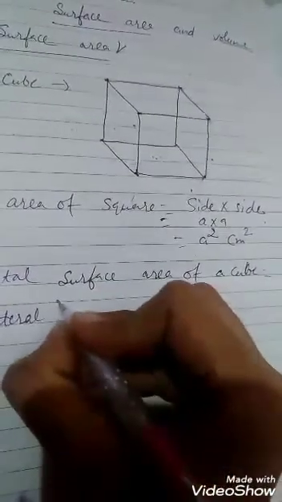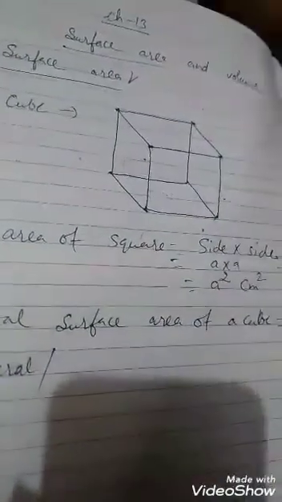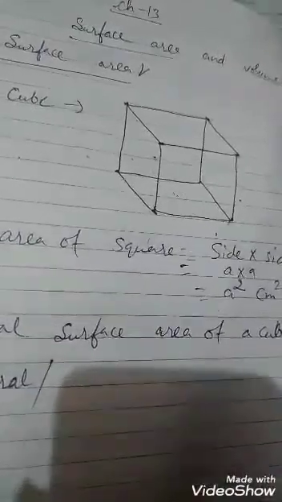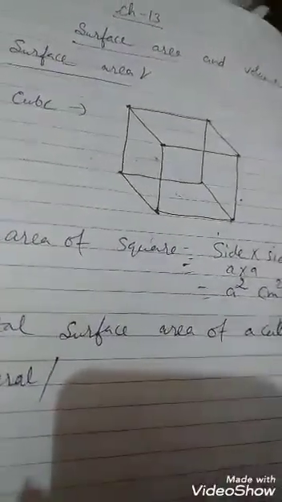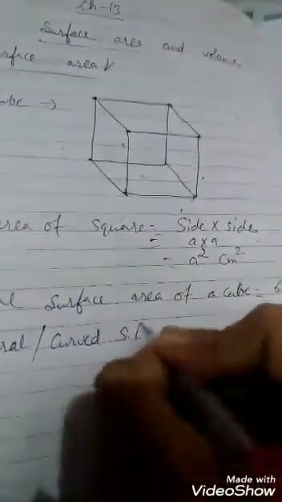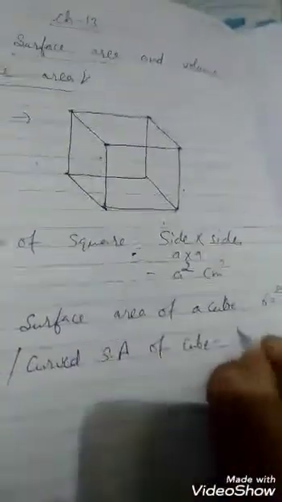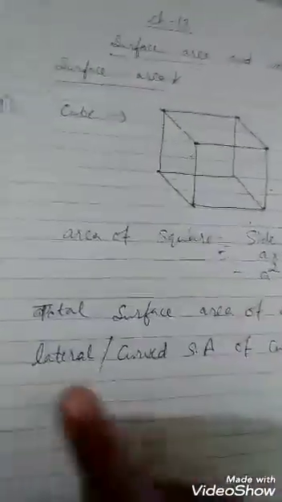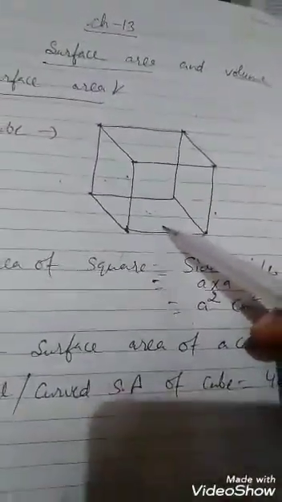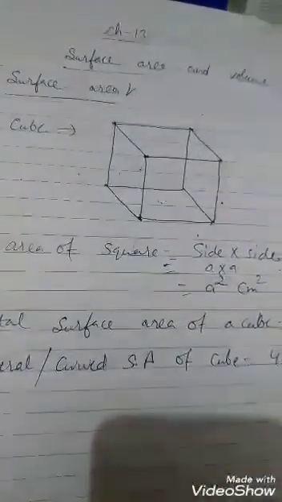If we want to find the lateral or curved surface area, the lateral or curved surface area of a cube is equal to 4a squared, because in lateral or curved surface area we don't include the upper and down part.